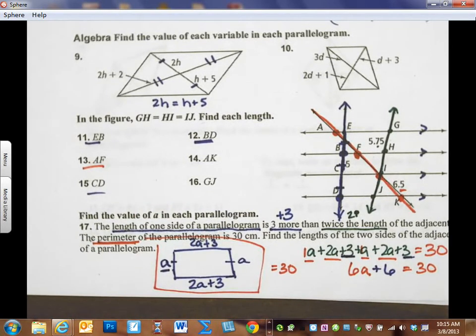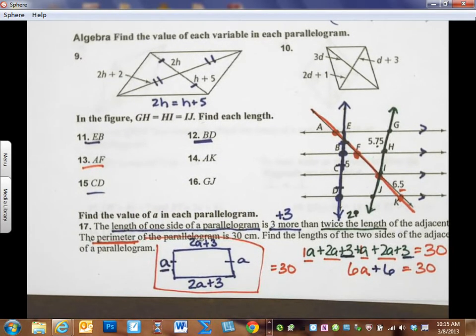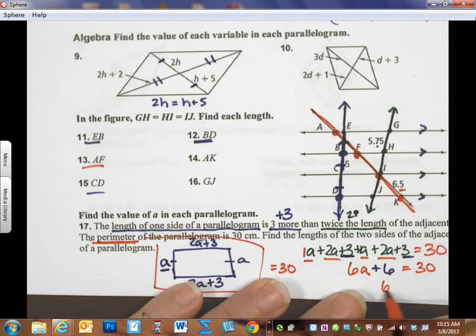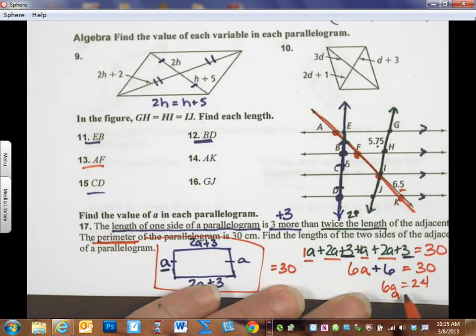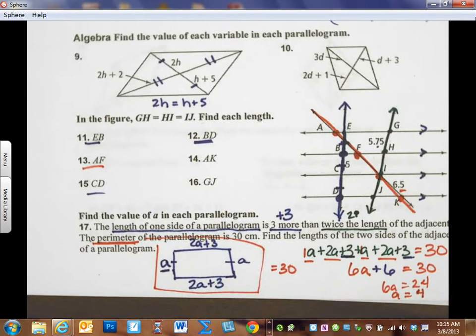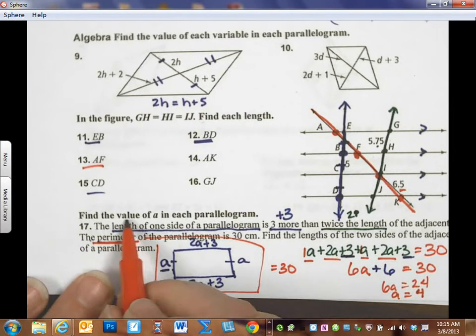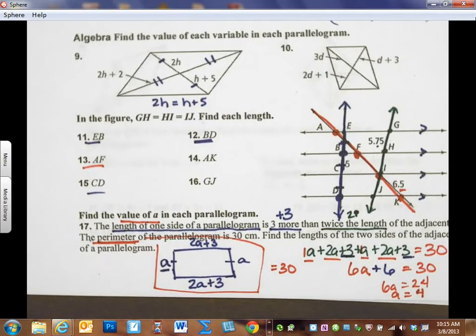Can you guys solve that? Subtract 6 on both sides. And then we get 6A equals 24. And then we divide by 6, so A equals 4. 6A is 24, so it's 4. Are we done? They just wanted us to find the value of A. So we're done with that one.